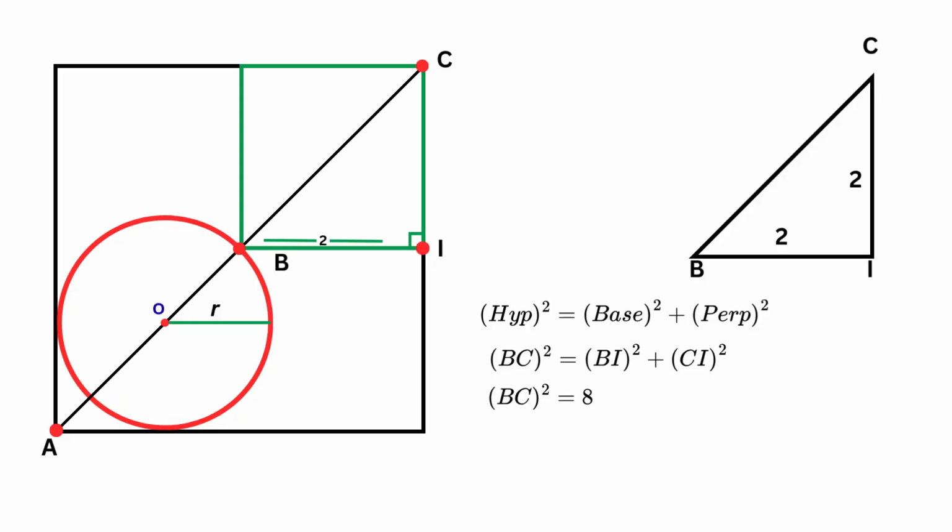Now, we take the square root on both sides. BC equals square root of 8. Now, we know that BC equals AB, so AB equals square root of 8.